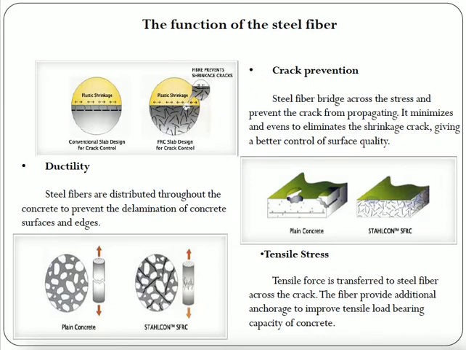So here we can see that when we have the steel fibers distributed in the concrete mix, it can actually prevent any delamination of the concrete, especially at the edges. Then it can also promote tensile stress. Tensile force is transferred to the steel fiber across the crack. So the fiber provides additional anchorage to improve the tensile load bearing capacity of the concrete. With the steel fibers inside, it can hold the aggregates and the cement matrix together. So this can increase the tensile strength of concrete.